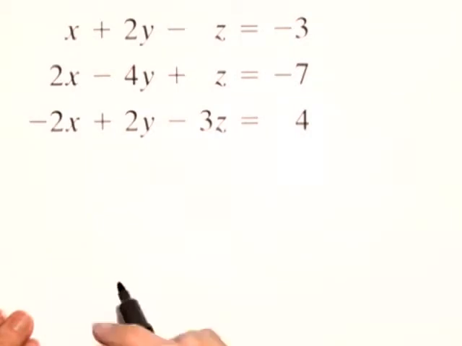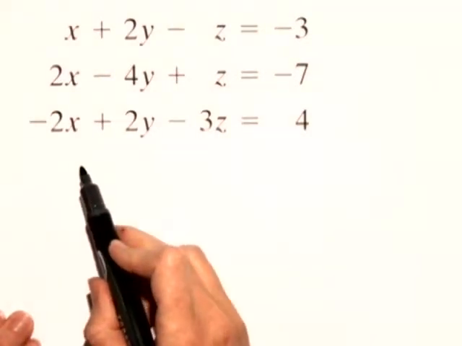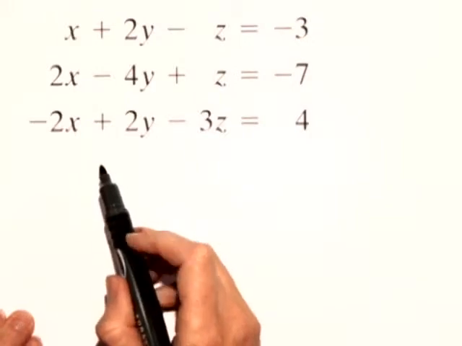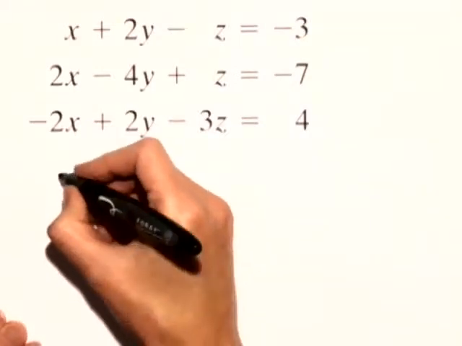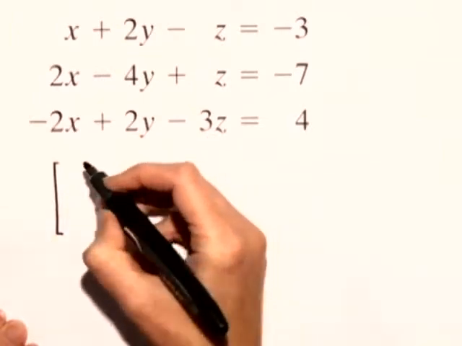Let's solve a system of equations using matrices. We have the 3 by 3 system, and the first thing that we're going to do with these 3 equations and 3 variables is to create an augmented matrix. So we'll just write the coefficients.